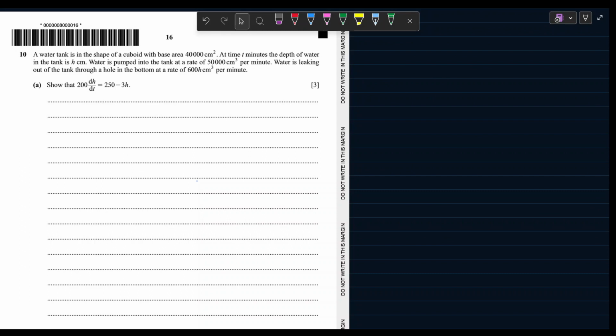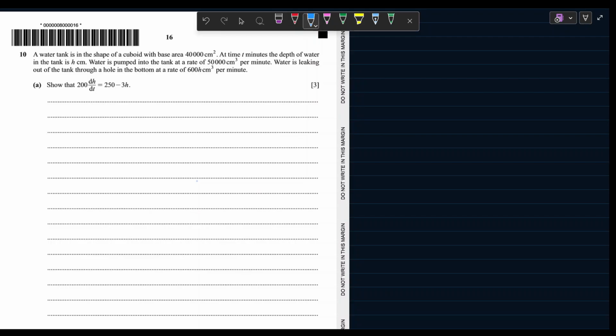Number 10. A water tank is in the shape of a cuboid with a base area of 40,000 square centimeters. At time t minutes, the depth of the water in the tank is h centimeters. Water is pumped into the tank at a rate of 50,000 cubic centimeters per minute. Water is leaking out of the tank through a hole in the bottom at a rate of 600h cubic centimeters per minute. Part A, show that 200 dh/dt is equal to 250 minus 3h.